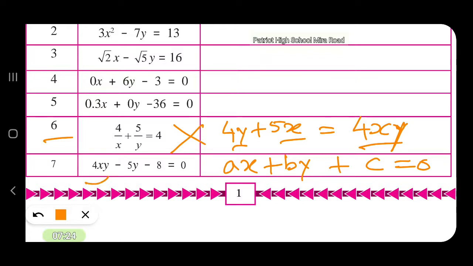Here also we have the product of two variables. So in the general form we do not have the product of the two variables. So this also does not satisfy the condition of a linear equation in two variables. So it is not.